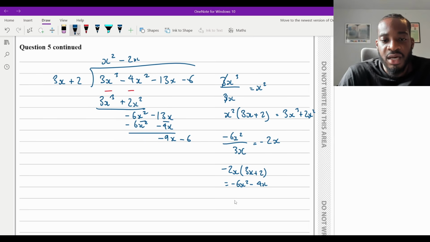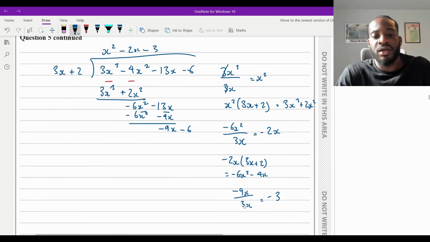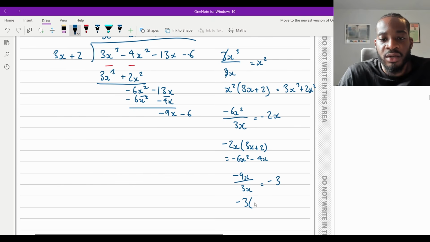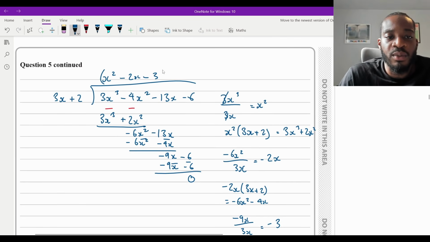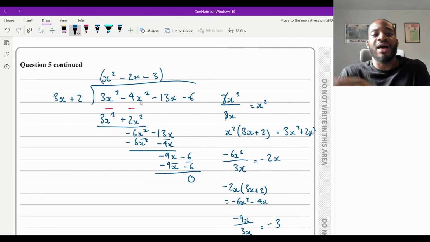Then bring the minus 6 down. Repeat the process one more time. Minus 9x divided by 3x is going to be minus 3. That goes there. And then obviously we times it just to make sure we get no remainder. So minus 3 times 3x plus 2 is minus 9x minus 6, which is the same as that. When I take these away, I get 0. Therefore, there's no remainder. So this here is going to be our factor when we divided the cubic by 3x plus 2.